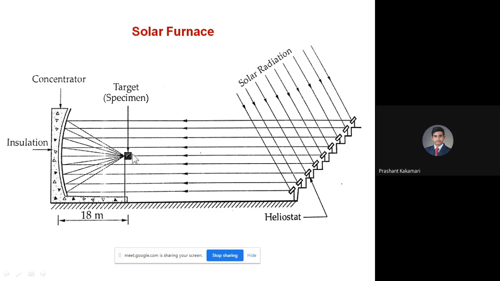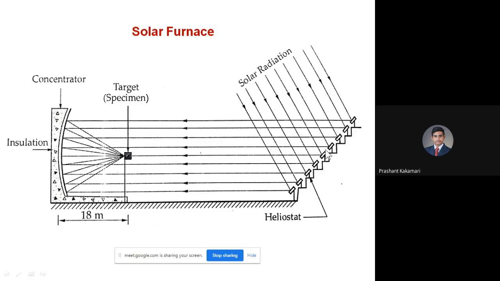On that tower we can fix the specimen which has to be melted, or converted from solid to liquid state. So up to that temperature, we need the heat. For such applications, what they have done is they fix a number of heliostats, or the mirrors or the focusing plates, on the ground at different angles like this.